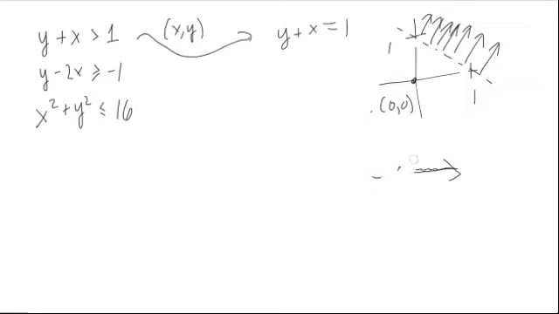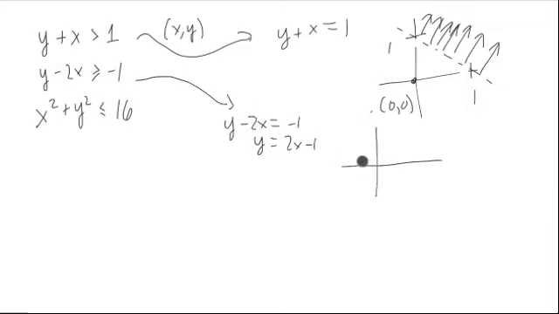Okay, let's look at the next one. We have y minus 2x is greater than or equal to negative 1. Again, we look at the scenario when it is equal, because that's going to be the boundary. We're going to rearrange this to y is equal to 2x minus 1. Just think about that for a minute. That's the slope of 2, and a y-intercept of negative 1. So it looks like something like that. So we have a line like this.